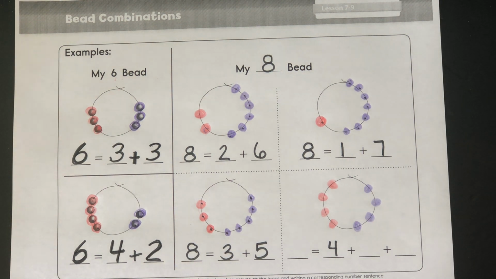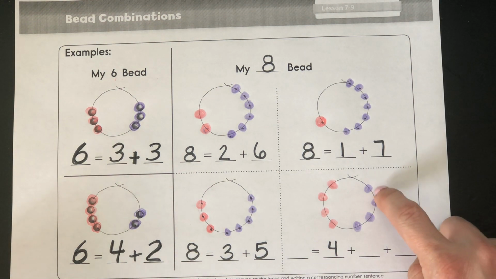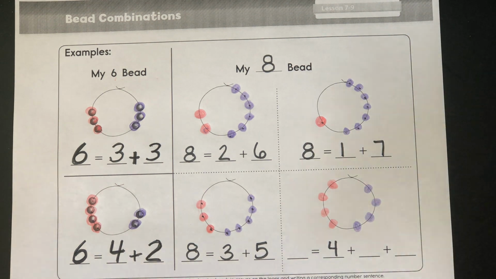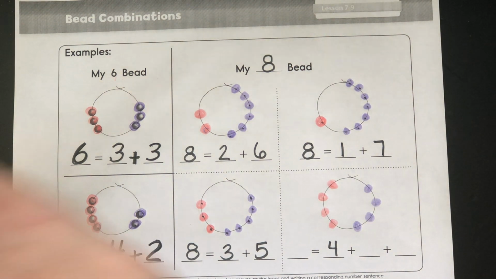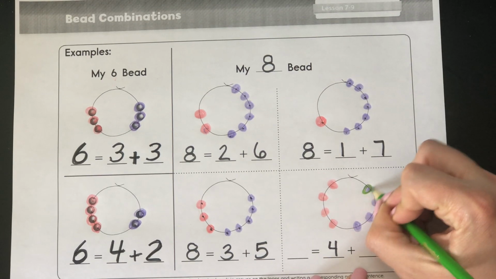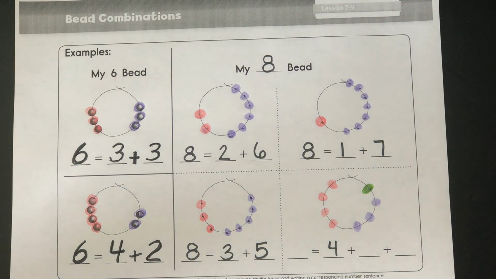So here's what I'm going to do. I'm going to change the color of this one purple. I'm going to need a 3rd color, so I'm going to make that one green so I can fix my mistake. There we go. Okay, so I had 4 red. Then I had 1, 2, 3 purples.